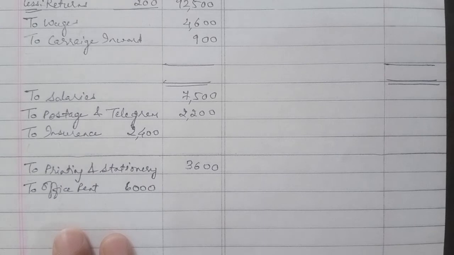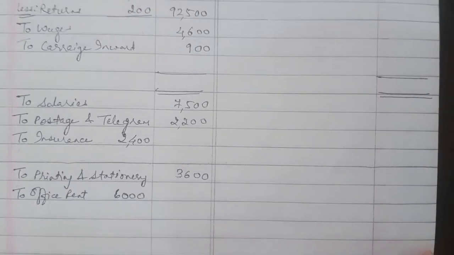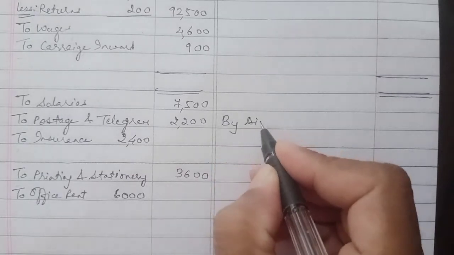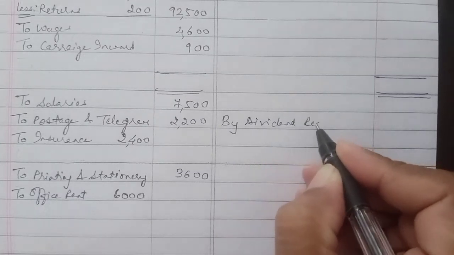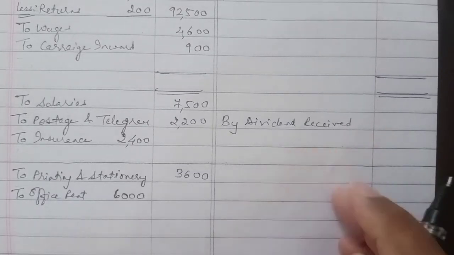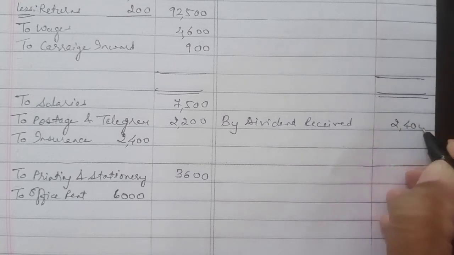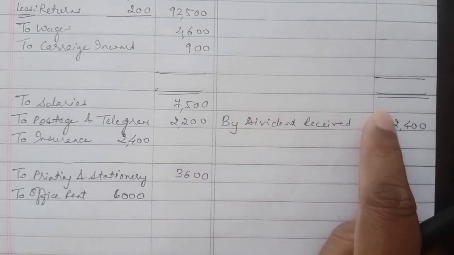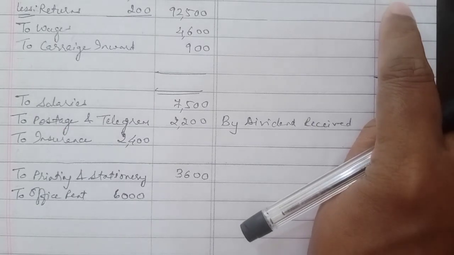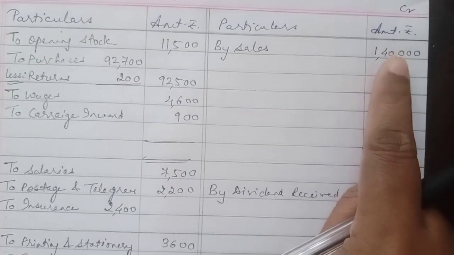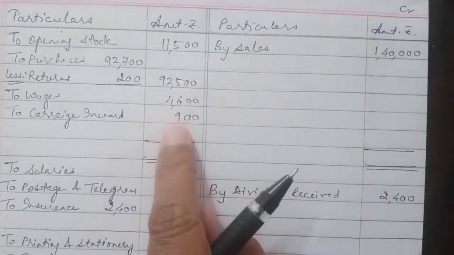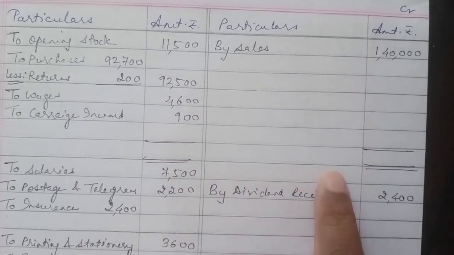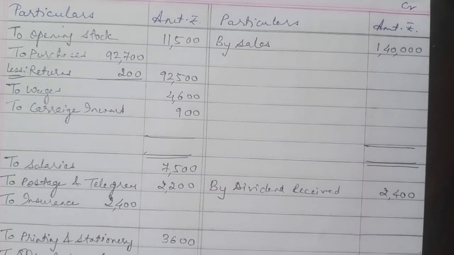So we have taken all the indirect expenses. We'll have to check whether there is an indirect income. Now there is an indirect income, that is dividend received. So by dividend received, credit side of the profit and loss account, rupees 2,400. We have left one line over here for the gross profit. Now sales plus closing stock, that amount will be exceeding this debit side totals, so we can conclude that there is going to be a gross profit. Therefore we have left one line over here on the credit side of profit and loss account.